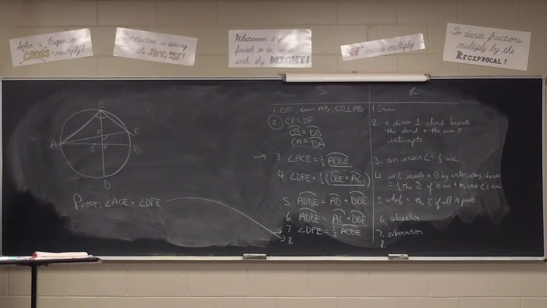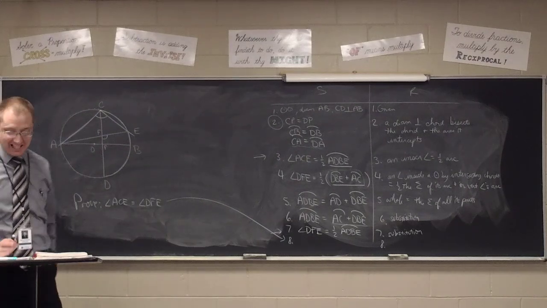I don't know that you can do it without getting that bisected arc, though. You had to have those two pieces equal to each other. So, gotta get that clang. All right, gotta get that clang.